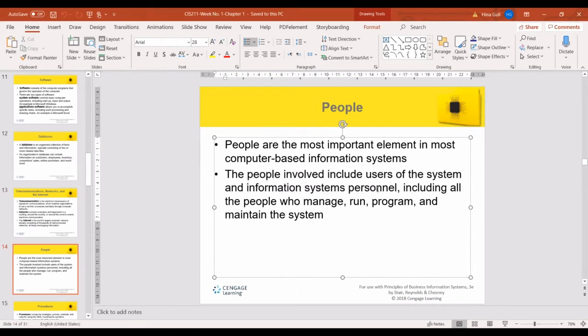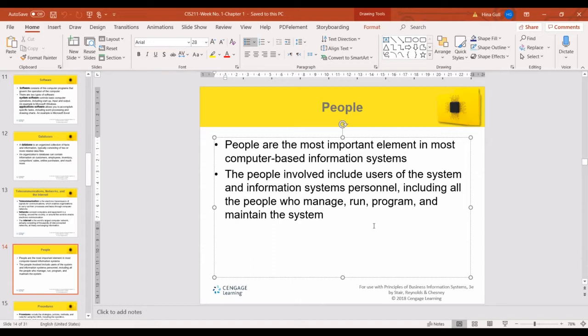So there are different types of people. The first one is users of the system. Those who are working on the system, the employees, or who are creating the system, including all the people who manage, run, program, and maintain the system. They are making the system, they are managing the system, they are using the system.